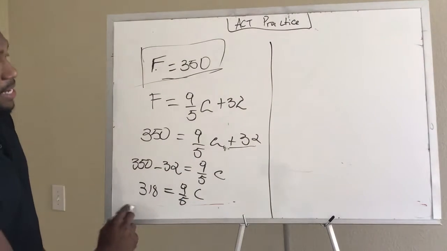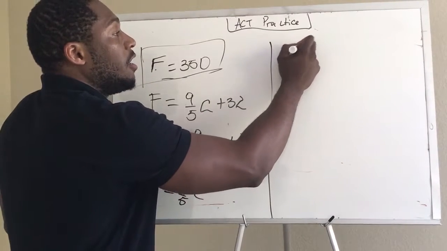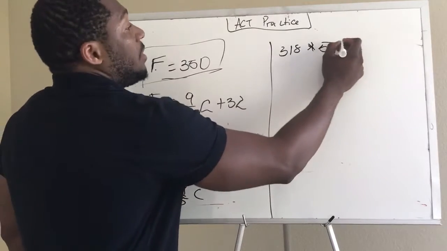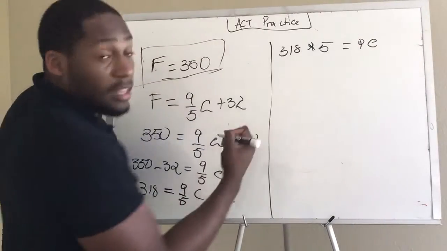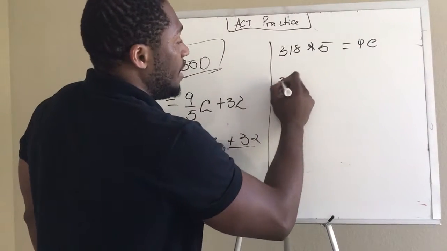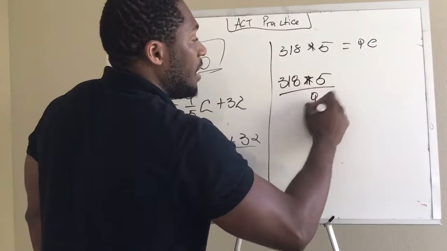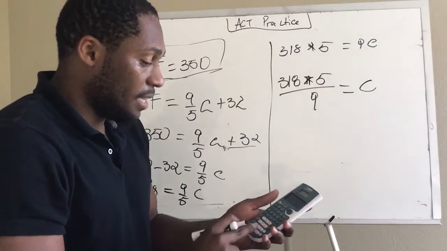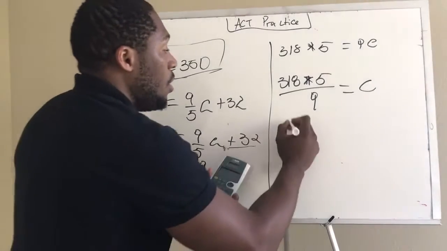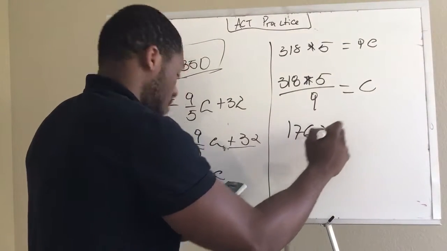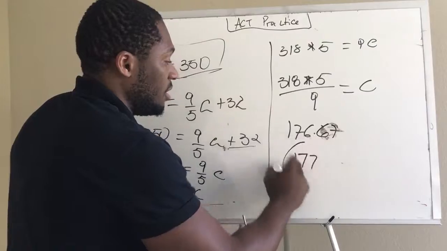First thing you do, you can multiply each side of the equation by 5, so that will get rid of that 5. So you have 318 multiplied by 5 is equal to 9C. Second thing we can do to leave C alone by itself, we can divide by 9. Divide both sides of the equation by 9, so 318 multiplied by 5 divided by 9 is equal to C. In the calculator, that's 176.67, which is approximately 177 degrees.